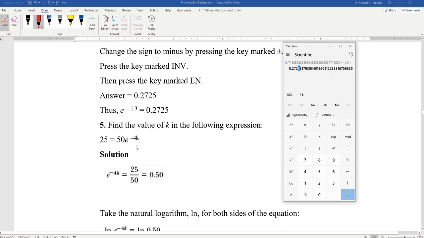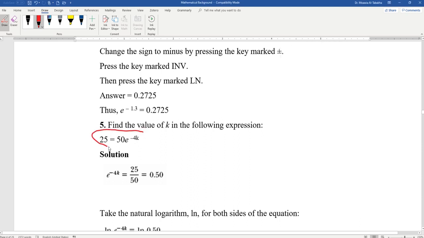Okay, this is a nice example that you need to find the solution for. But what do you need to find? You need to find the value of k. What is k in this case? How can you answer it? The first thing you do is divide, take 50 and put it this side. So it will be 25 divided by 50, then it will be equal to e to the power of minus 4k.